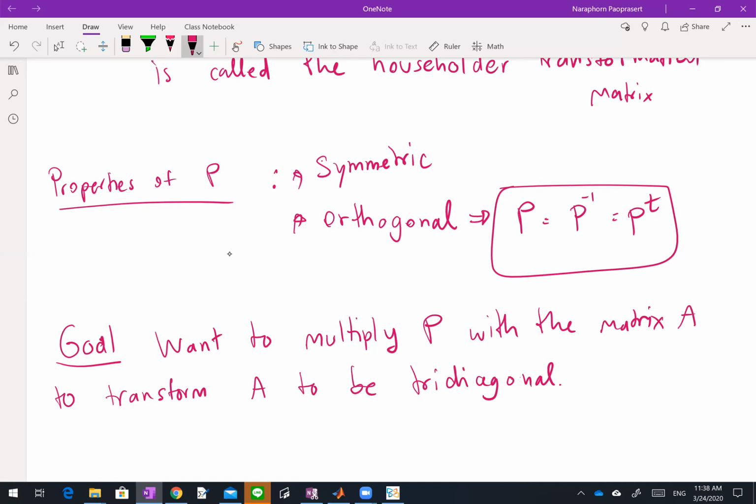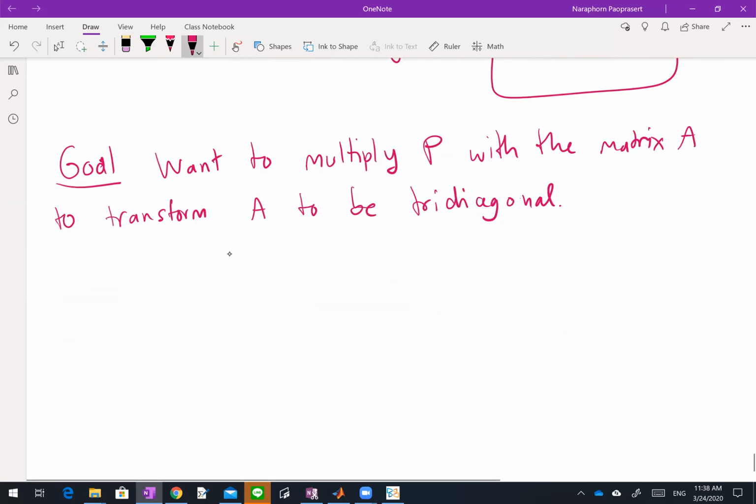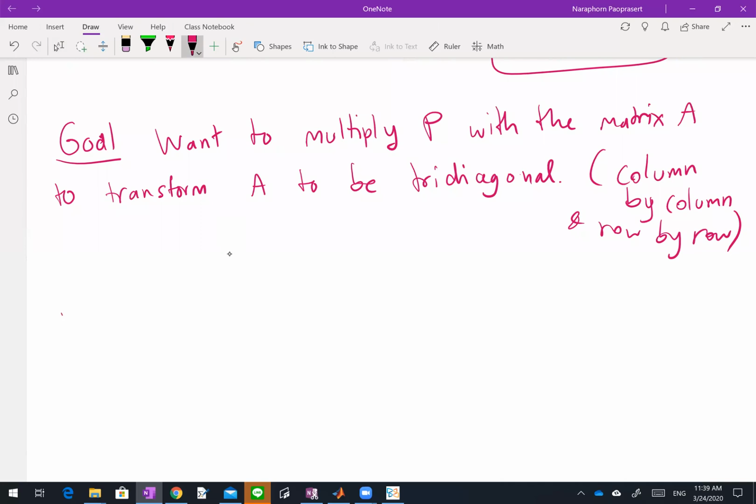Okay, let's just see in the picture. We do it column by column and row by row. The first iteration, we're going to do the first column and the first row. In the second iteration, we're going to do the second column and the second row, and so on and so forth. So let's just see the illustration of it.